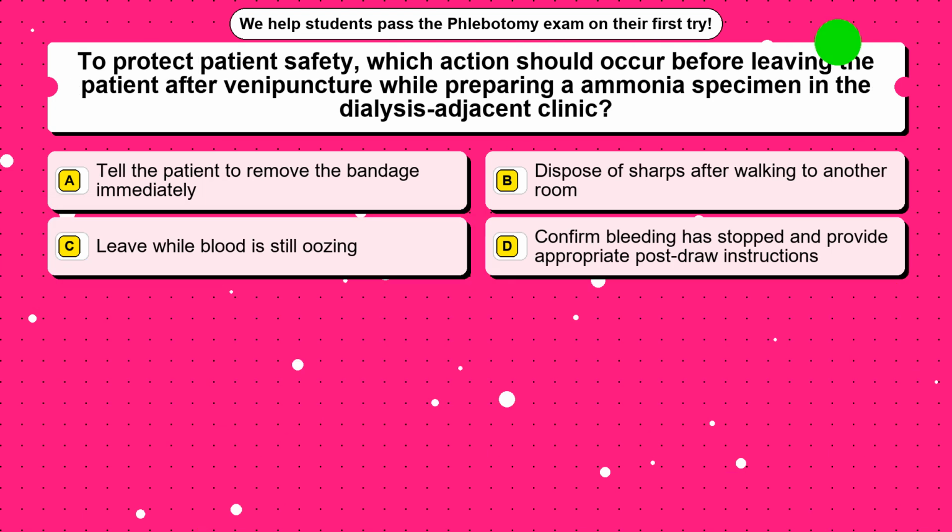Question 69. To protect patient safety, which action should occur before leaving the patient after venipuncture while preparing an ammonia specimen in the dialysis adjacent clinic? Option A. Tell the patient to remove the bandage immediately. Option B. Dispose of sharps after walking to another room. Option C. Leave while blood is still oozing. Option D. Confirm bleeding has stopped and provide appropriate post-draw instructions.